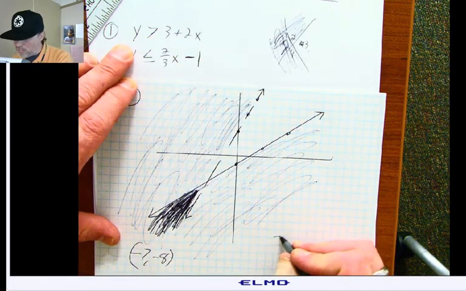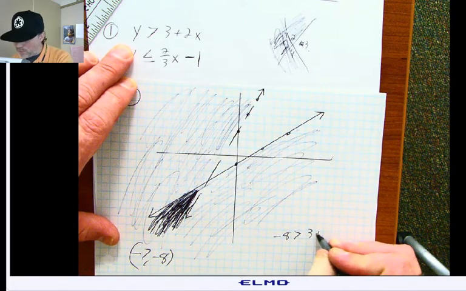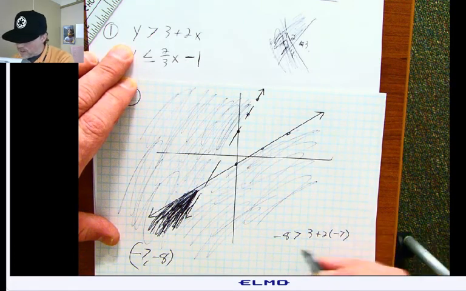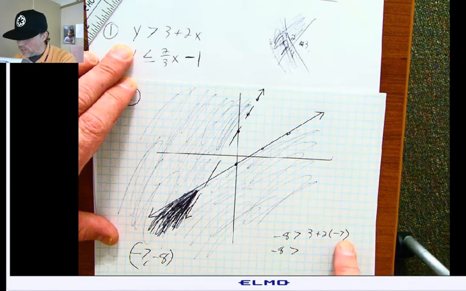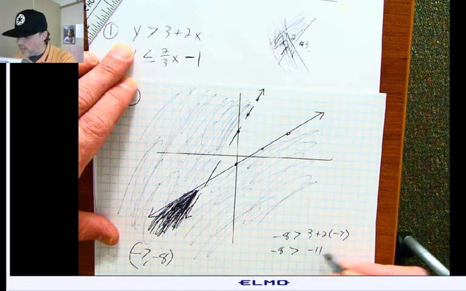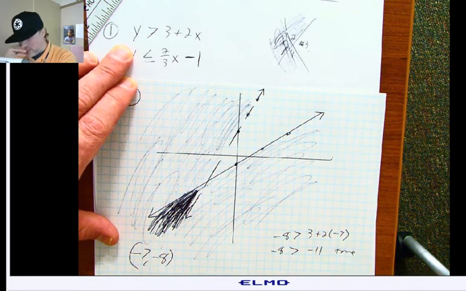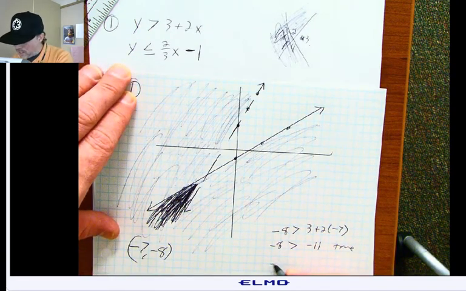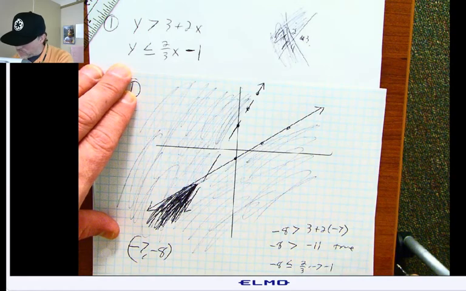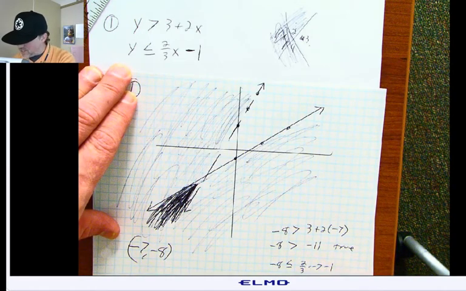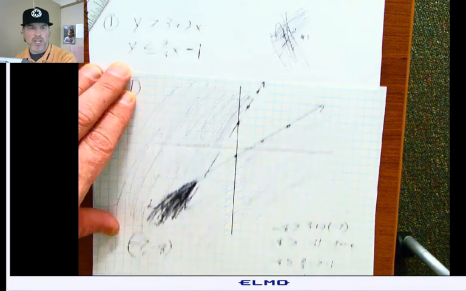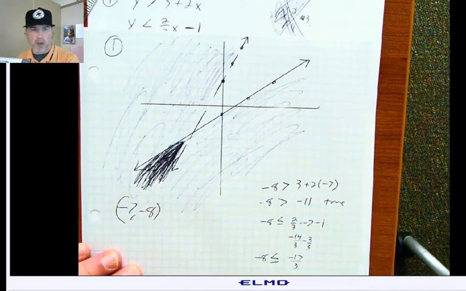So if I checked it out, -8 greater than 3 plus 2 times -7. -8 is greater than -14 plus 3, which is -11. -8 is greater than -11. True. You can plug it into the second equation. -8 is less than or equal to 2 over 3 times -7 minus 1. This is -14 thirds minus 3 thirds, so -17 thirds. -8 is less than or equal to -17 thirds, also a true statement.